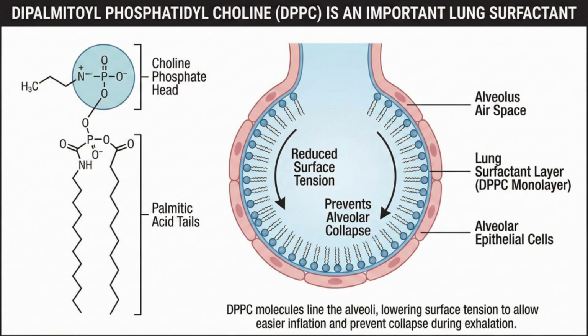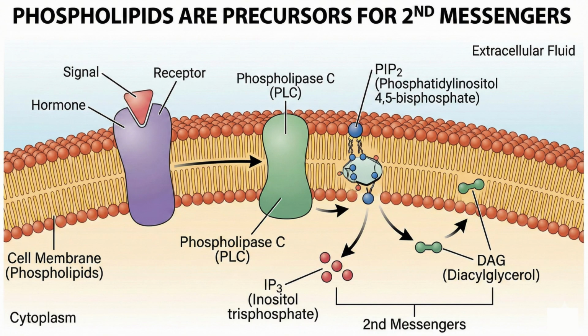Function 8 is life-saving, lung surfactant. You can breathe easily thanks to a specific phospholipid called dipalmitoylphosphatidylcholine. It coats the air sacs in your lungs, lowering surface tension and preventing them from collapsing every time you exhale.